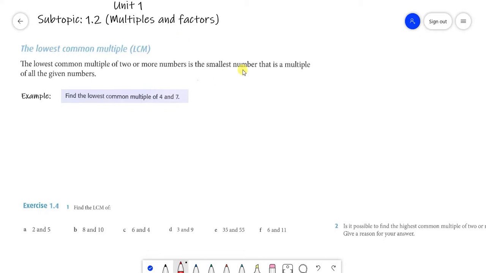Today, as I have discussed earlier, I will make different videos for different parts of the exercise. So today we are going to do exercise 1.4 and the topic is about LCM, or lowest common multiple.